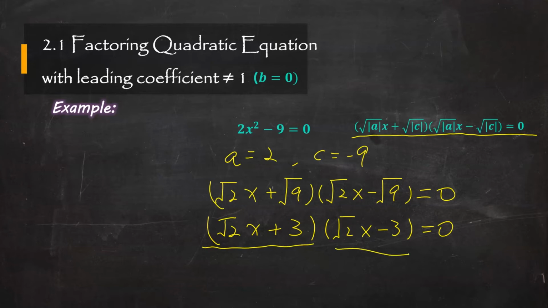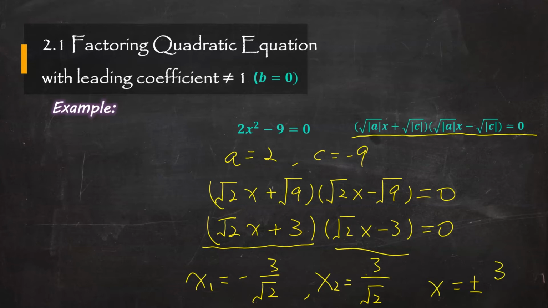Then we can solve for each parentheses. Our first solution would be negative 3 over square root of 2, and our second solution is going to be positive 3 over square root of 2. We can simplify that: this is plus or minus 3 times square root of 2 over 2. Here are going to be our answers. Okay, let's move on to the second case.